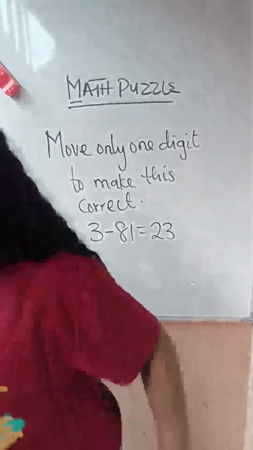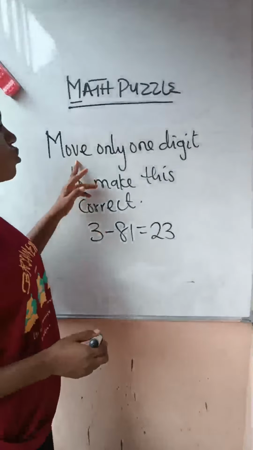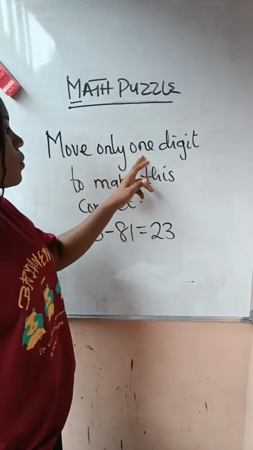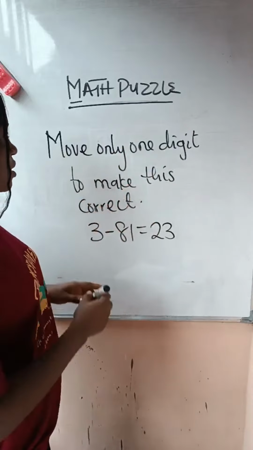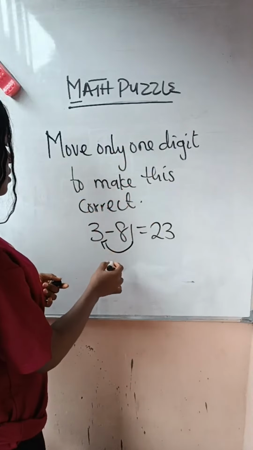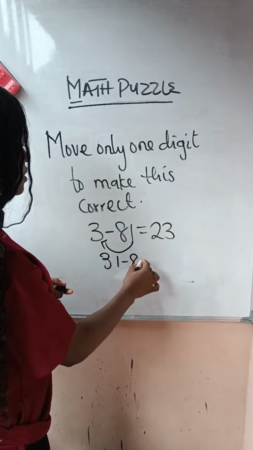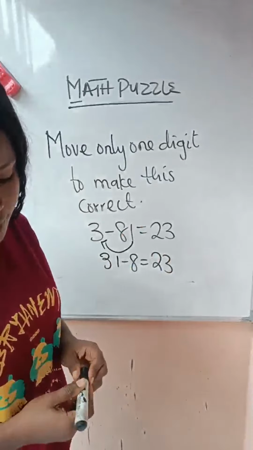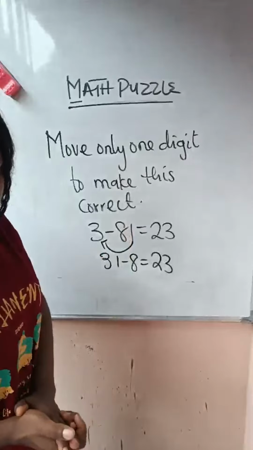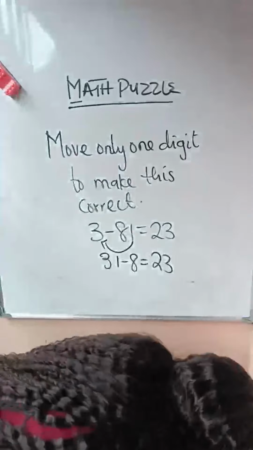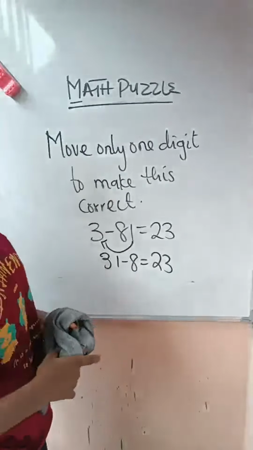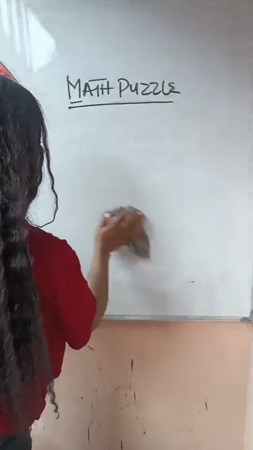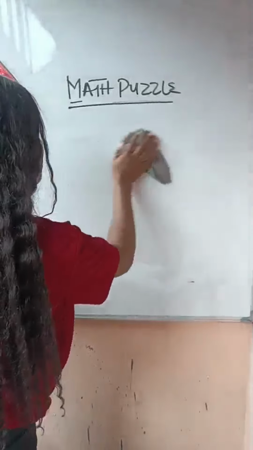All right, now, so we are asked to move only one digit to make this correct. So it's simple. Bring this to this place. You have 31 minus 8, and this is equal to 23. Yeah, very interesting maths question. Now, the next one, trust me, this one is not as easy as you think.